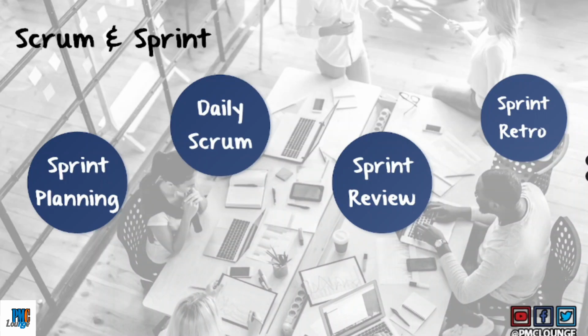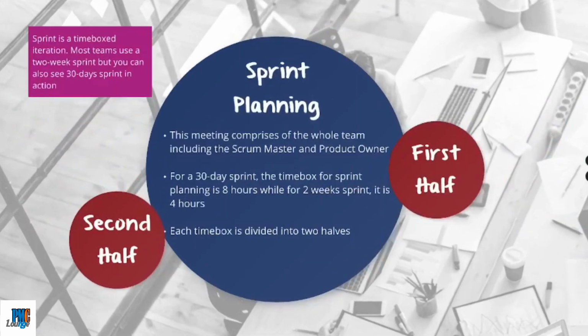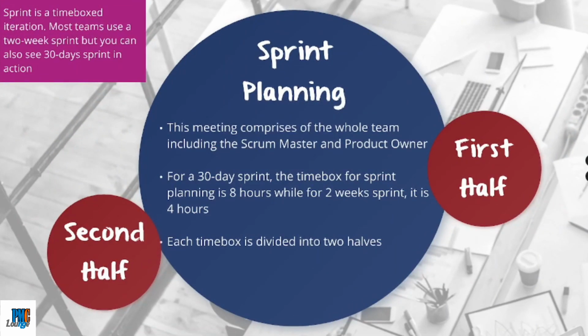So when it comes to taking an up-close look at Scrum and Sprint, the concepts related to these two, you need to understand four things: sprint planning, daily Scrum, sprint review, and sprint retrospective. So let's get started with what sprint planning really is. Sprint planning is essentially a meeting. And before that, you need to understand what a sprint is, which is mentioned here in this box.